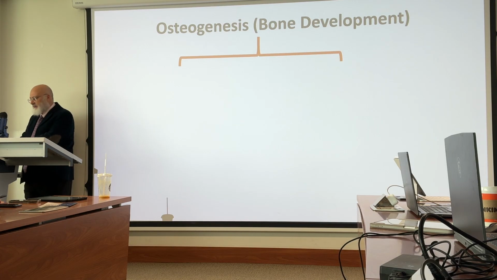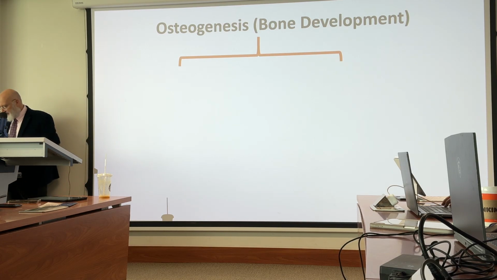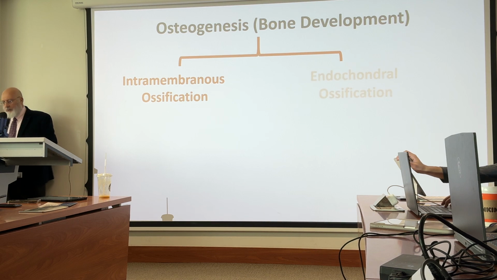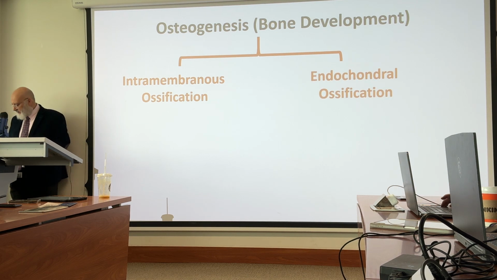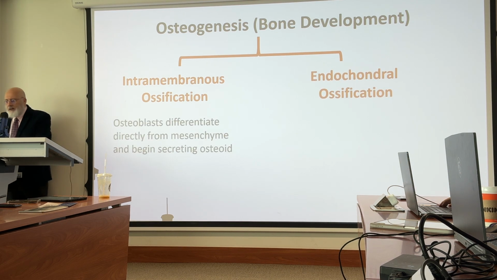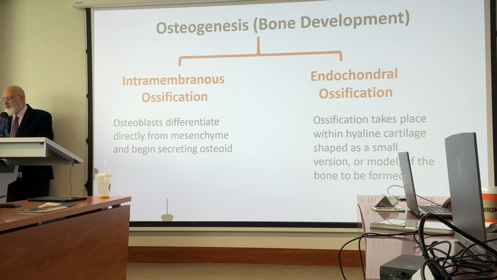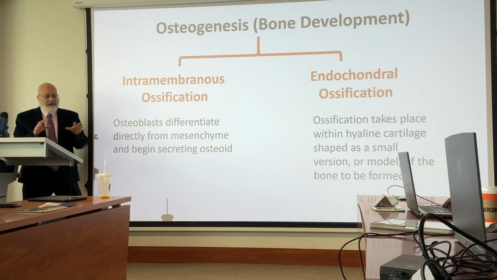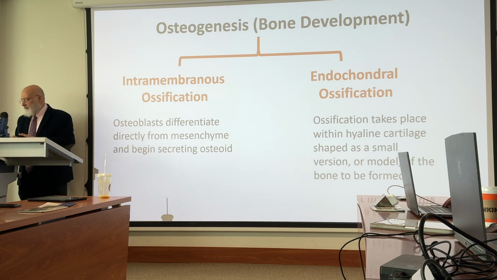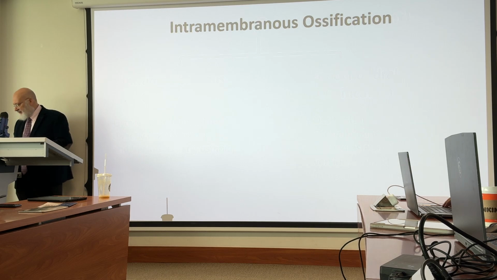Now we're talking next about bone formation, osteogenesis. And we have two types, either what we call intramembranous ossification or endochondral ossification. In intramembranous ossification, the bone develops directly from mesenchymal cells, versus in endochondral ossification, the mesenchymal cells will make a template by cartilage and then it will be ossified.